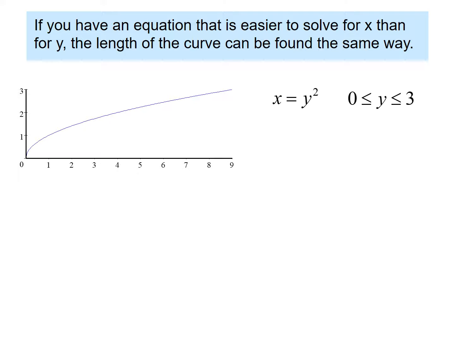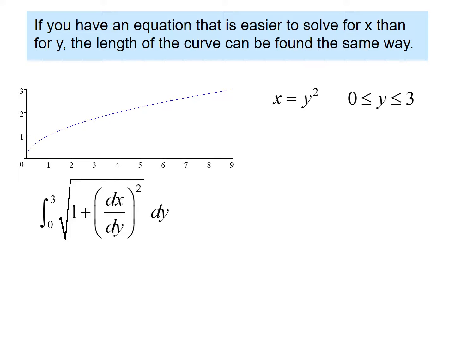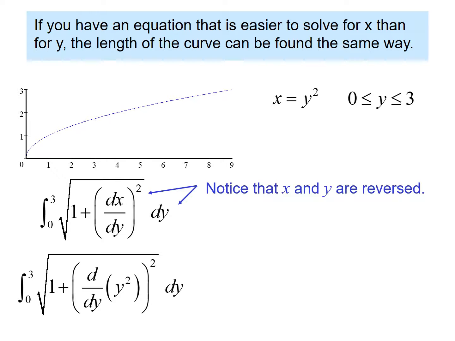All right, now here we have x equals y squared, and we want to find the length from y equals 0 to 3. So everything here is in terms of y. We can still use our formula. Rather than dy/dx, we have dx/dy. Rather than dx, we have dy. And our limits of integration are y values instead of x values. So basically, everywhere we have an x, we change it out for a y. The derivative of y squared with respect to y is 2y. Plug that in, and we can use the calculator to evaluate.